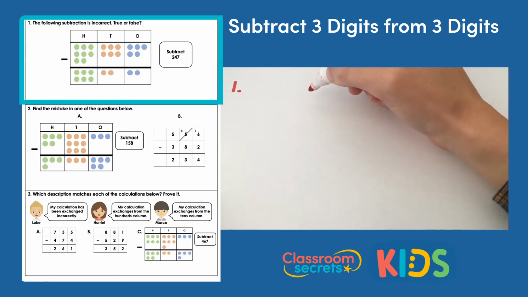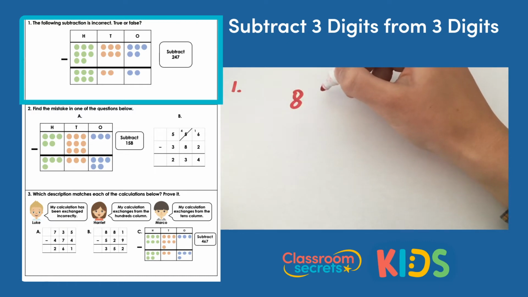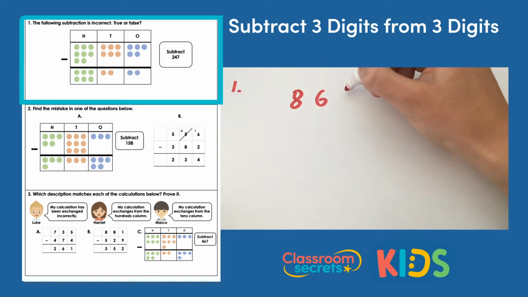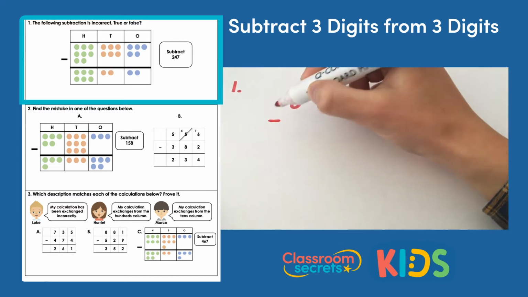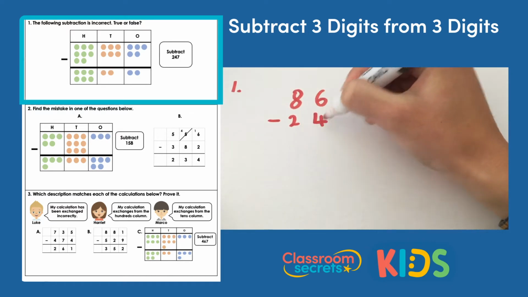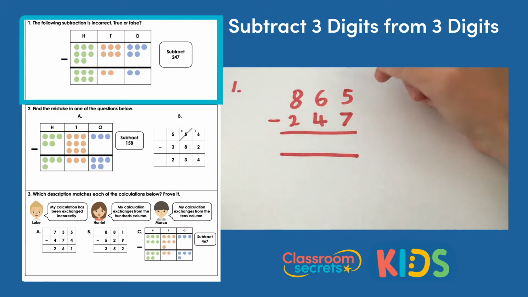So we've been given the place value chart with some counters, and we need to put those into digits, in numbers. So count those up in the hundreds, tens and ones, and you get 8 in your hundreds, 6 in your tens and 5 in your ones for the top number, 865. And it's asking us to subtract 247. So that's what our calculation looks like. Remember, hundreds, tens and ones in a nice column in our calculation, and we always start subtracting from the furthest right, in this case the ones.